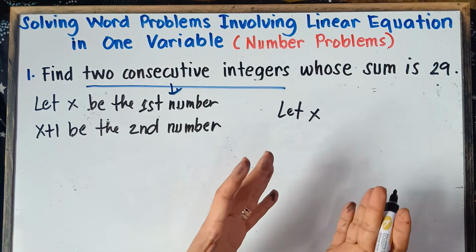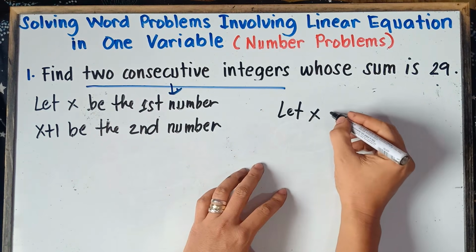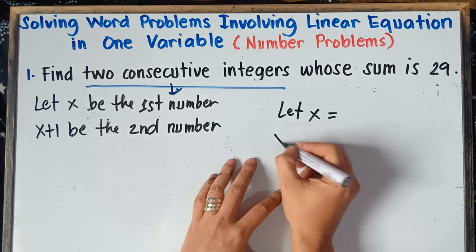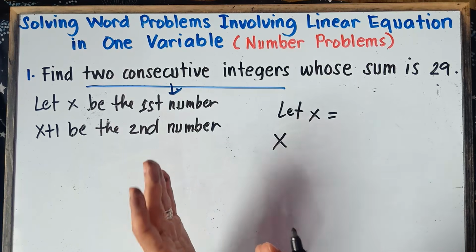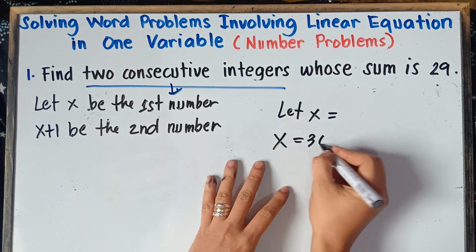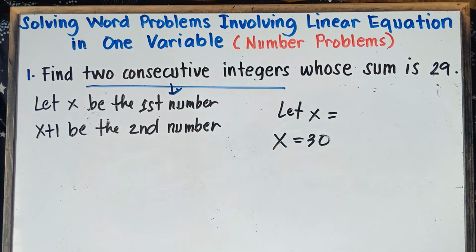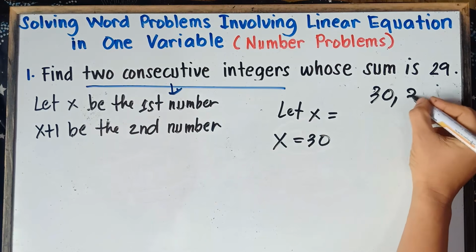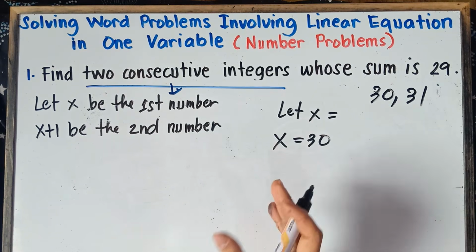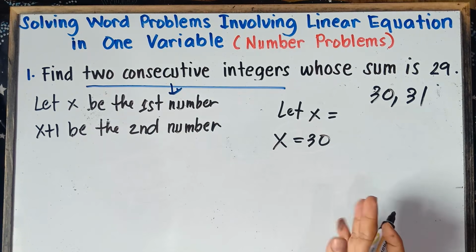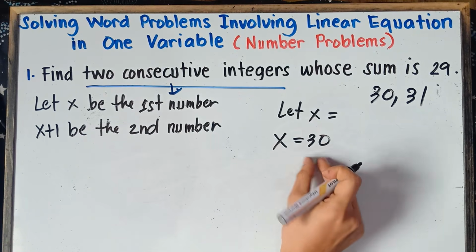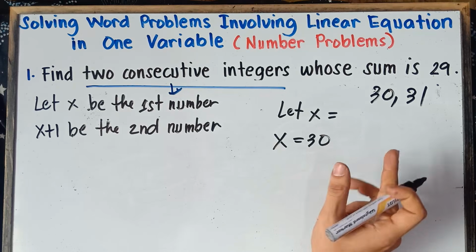Now, you assume any number, class. If I say x is equal to 30, this is our first number, x. Now, if x is equal to 30, what will be the next number after 30? That's correct, it should be 31. How will you get 31? Of course, simply add 1. Because 30 plus 1, what's the answer, class? That's correct, that would be 31.